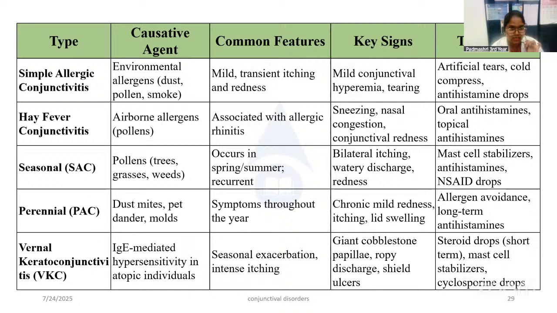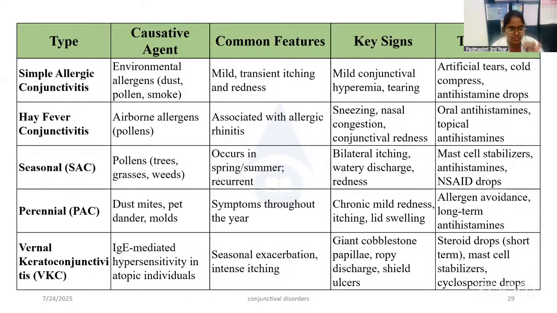So for seasonal allergic conjunctivitis, the causative agent is pollen from trees, grasses, and weeds. And common features are that it occurs in spring or summer, and it is recurrent. Key signs are bilateral itching, watery discharge, and redness. So the treatment options are mast cell stabilizers, antihistamines, and NSAID drops.